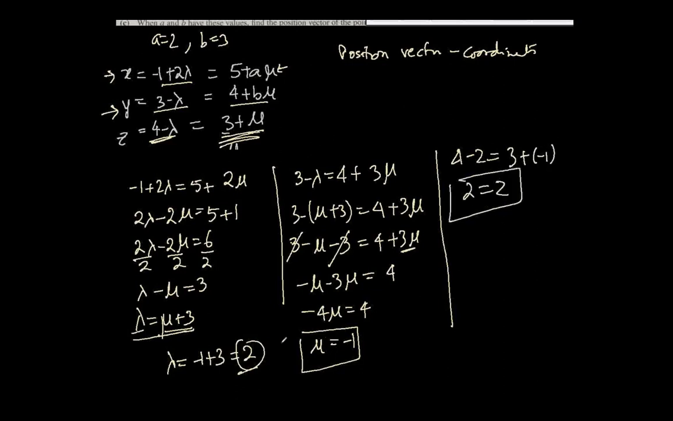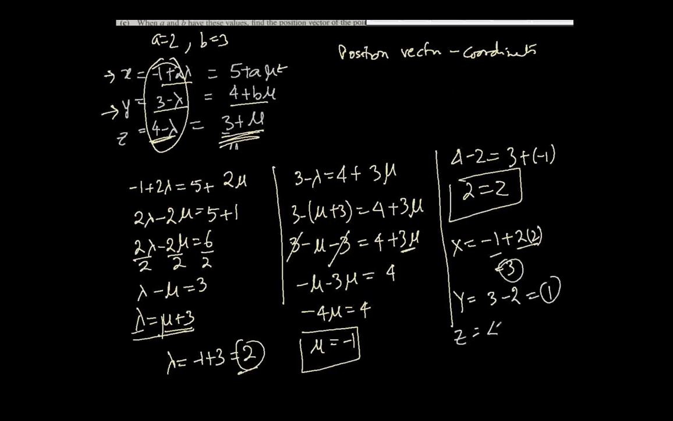But the question was not to find lambda and mu. The question was to find the position vector of M. So let's use lambda in these equations to get the coordinates. x equal to minus 1 plus 2 lambda. Lambda is 2, so it becomes 4 minus 1, 3. y equals 3 minus lambda, which is 2, so 1. What about z? 4 minus lambda, 2. So 3, 1, 2 are the coordinates of M.